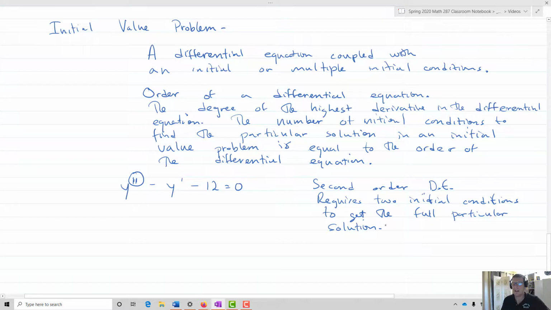In fact, not only that, what we'll notice is that the number of solutions to y double prime minus y prime minus 12y is going to equal 2. So there are actually two general solutions, okay? And each one of those general solutions is going to require an initial condition in order to, in fact, get the particular solution to the DE, okay?